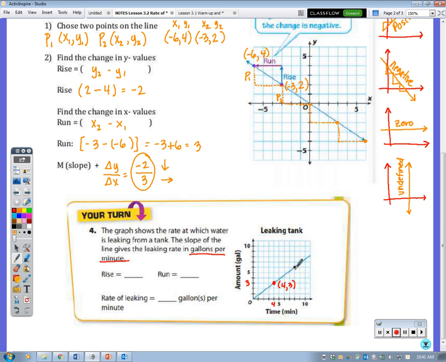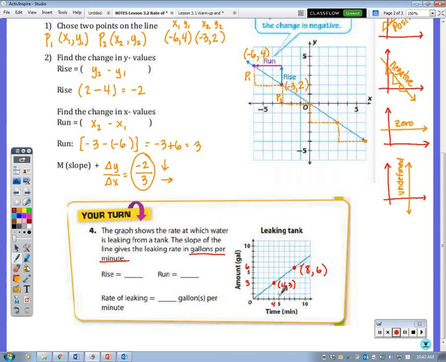Then we're going to take a look at this point right here and find that X and Y value. And it looks like 5, 6, 7, 8. At 8 minutes, 6 gallons have been leaked. Let's go ahead. I'm just going to write that a little bit bigger. So 6 gallons in 8 minutes.